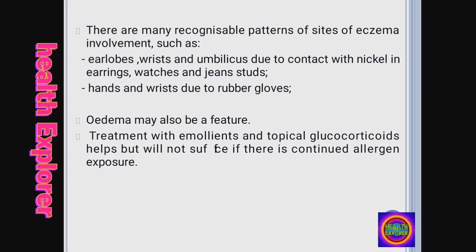There are many recognizable patterns of sites of eczema involvement, such as earlobes, wrists and umbilicus due to contact with nickel in earrings, watches and jeans studs. Hands and wrists due to rubber gloves. Edema may also be a feature. Treatment with emollients and topical glucocorticoids helps but will not soothe if there is continued allergen exposure.